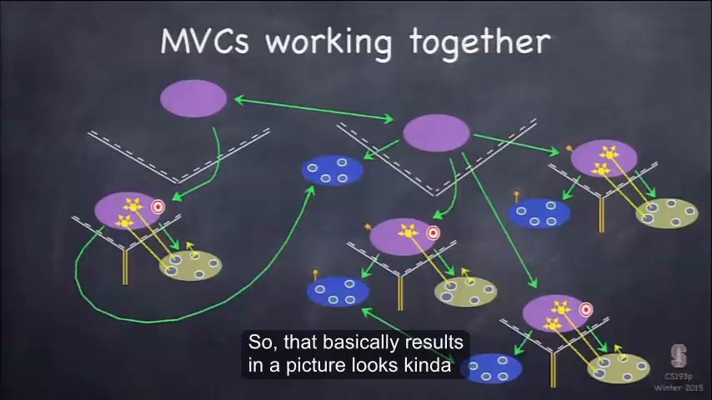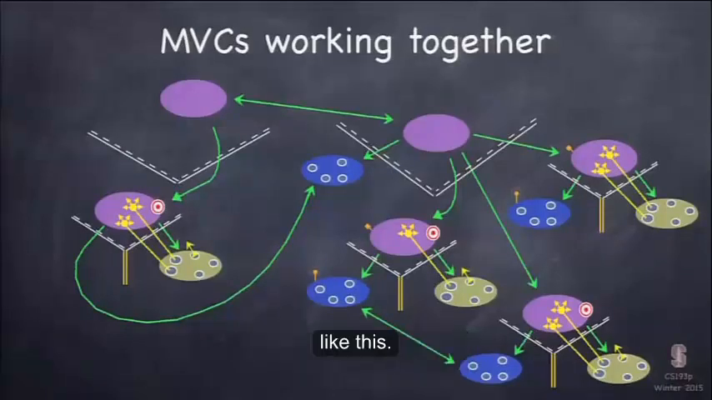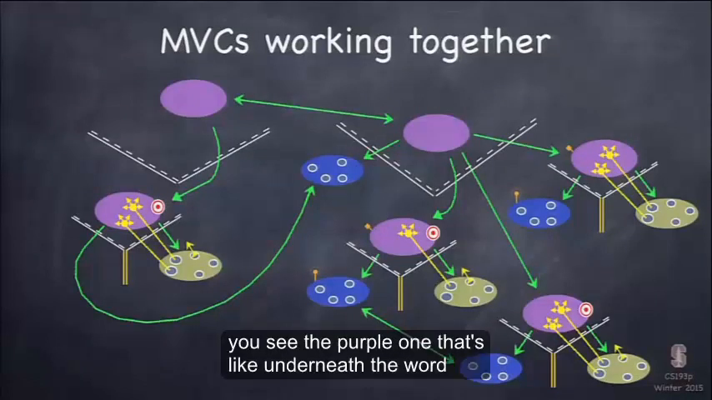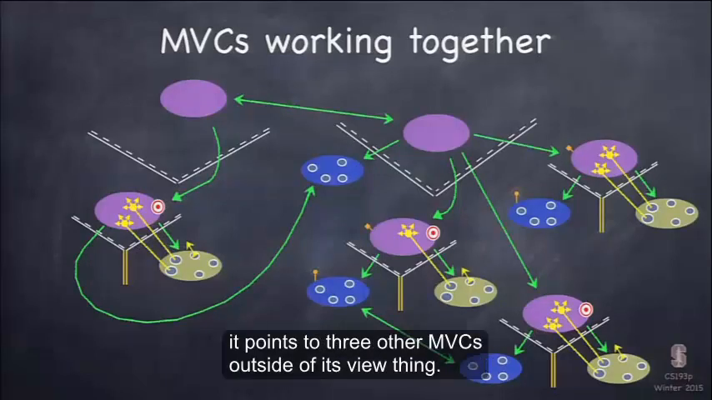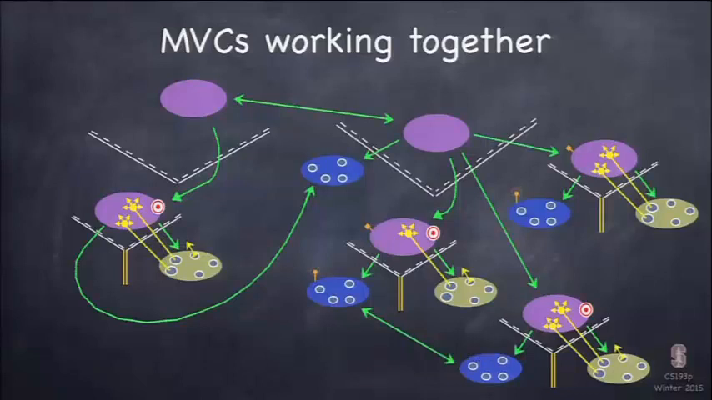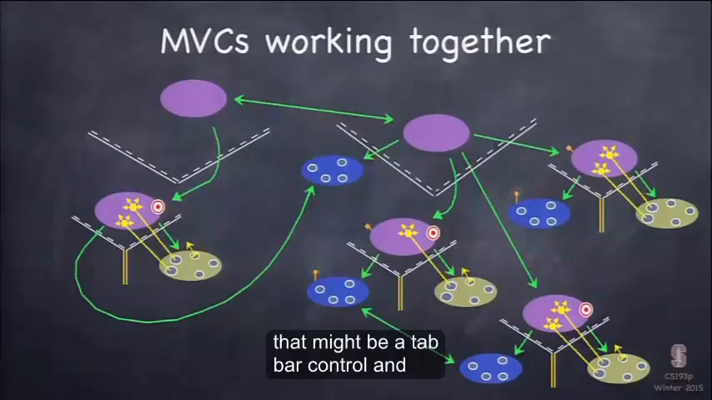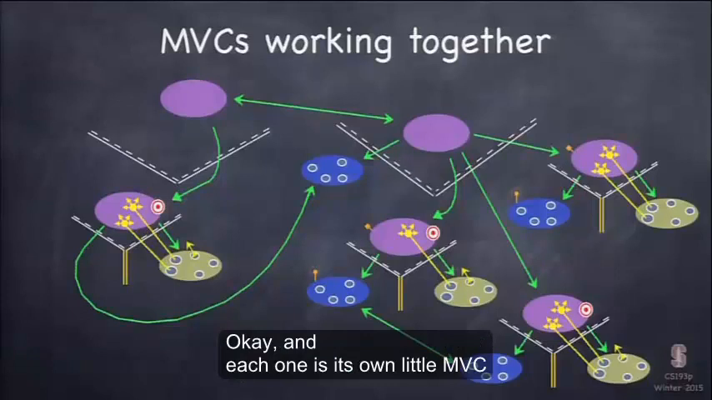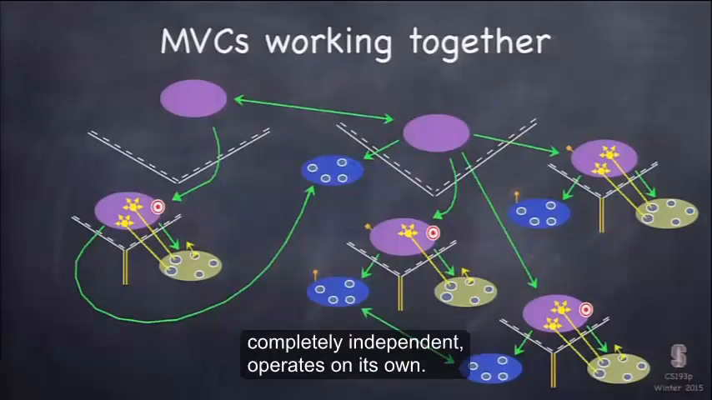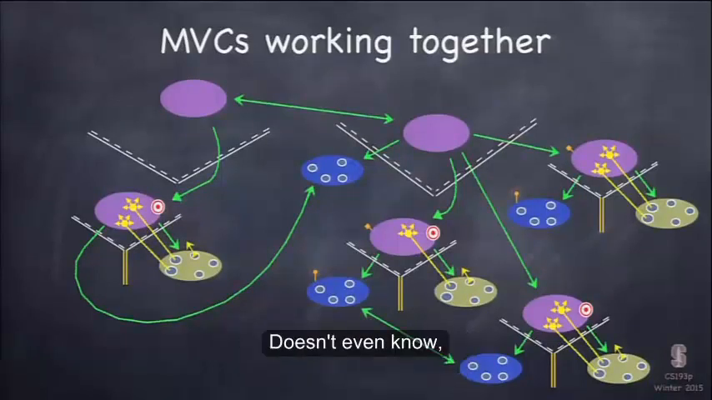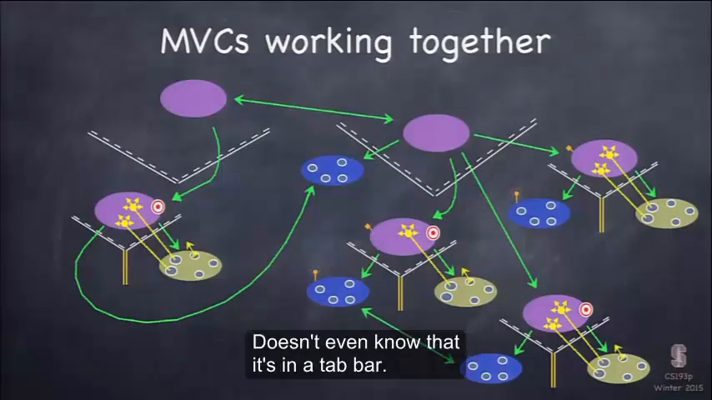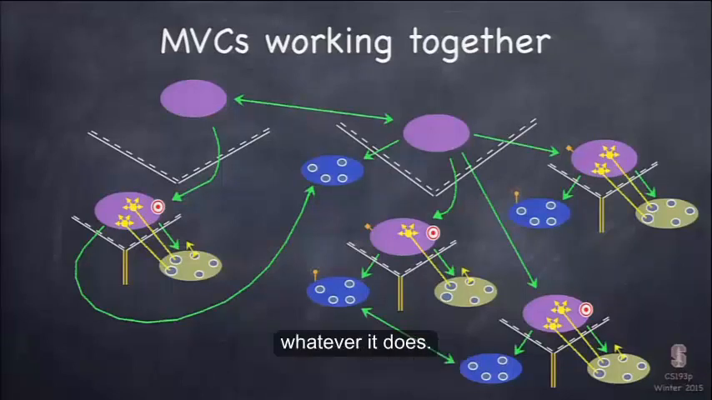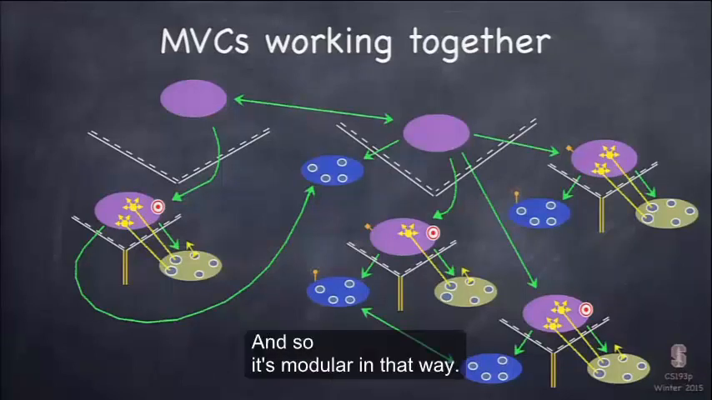So that basically results in a picture that looks kind of like this. All right? Where you got this MVC, and you see the purple one that's like underneath the word together there, and it points to 3 other MVCs outside of its view thing. That's how we're going to build this. That might be a tab bar controller, and those might be the 3 tabs. And each one is its own little MVC, completely independent, operates on its own, doesn't even know. It's a generic, reusable view-like thing at this point. Doesn't even know that it's in a tab bar. It just knows it's supposed to do whatever it does. And so it's modular in that way.